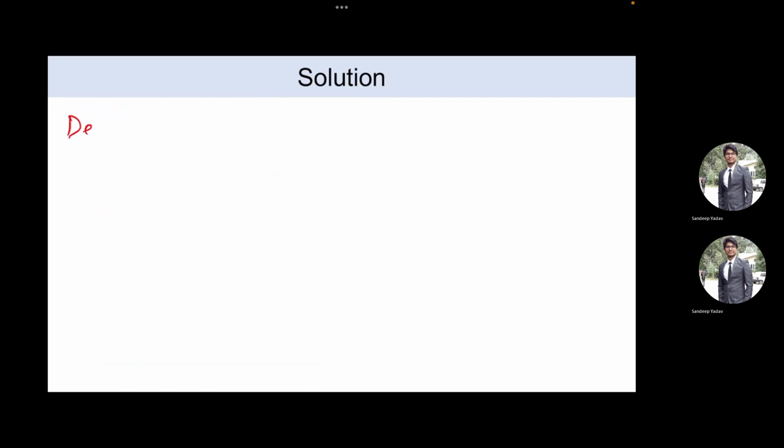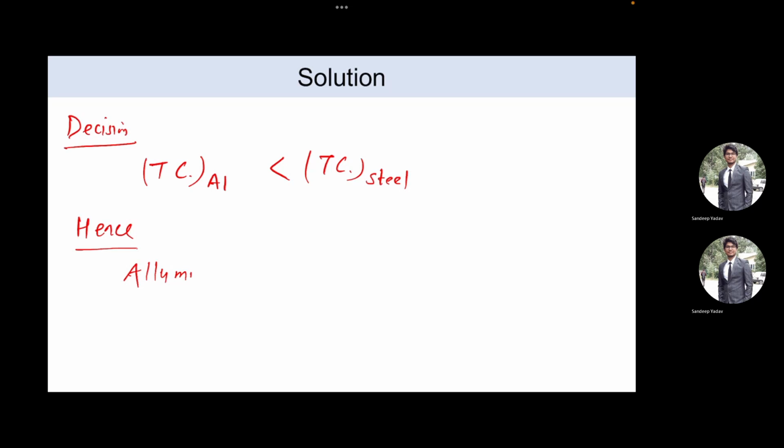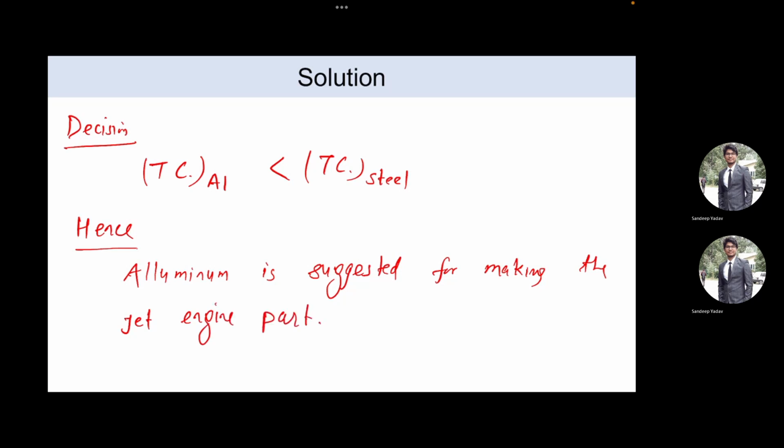Now, decision. What decision should we make? The total cost for aluminum is less than the total cost of steel. Hence, aluminum is suggested for making the jet engine part. The economic advantage of using the aluminum over the steel, what is it?